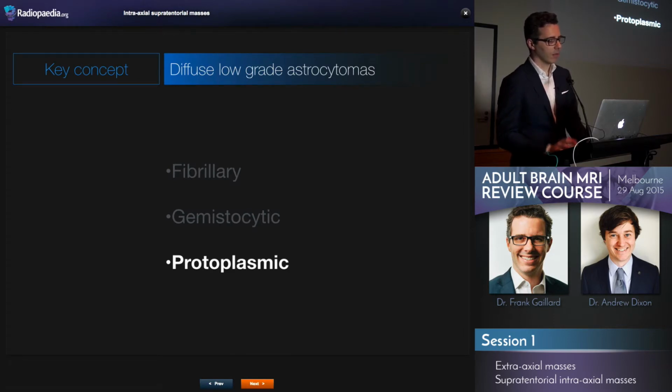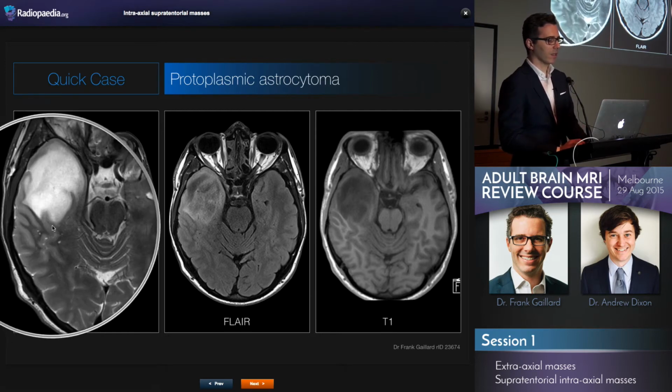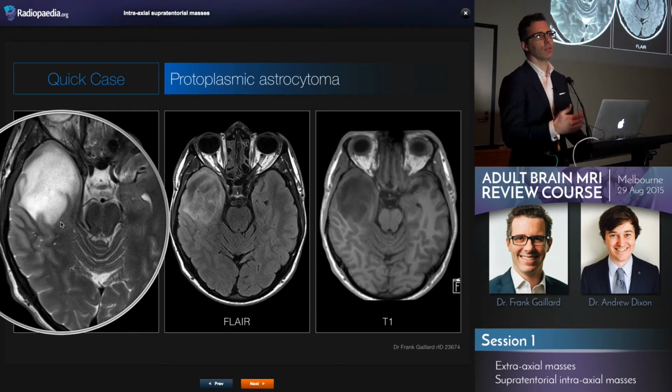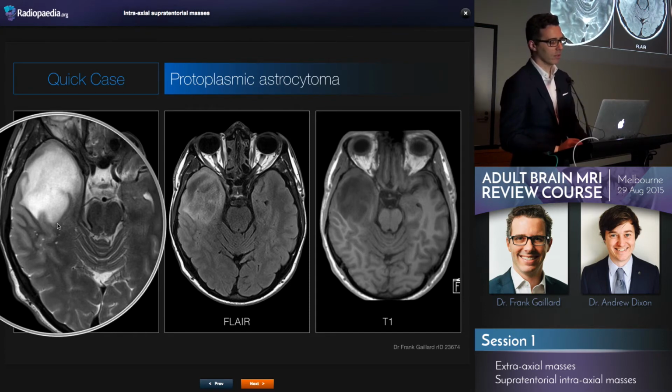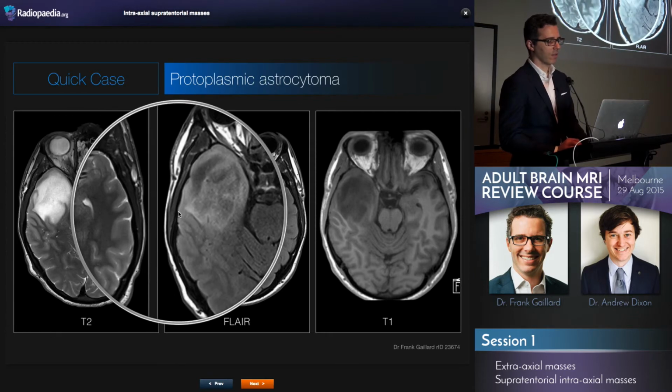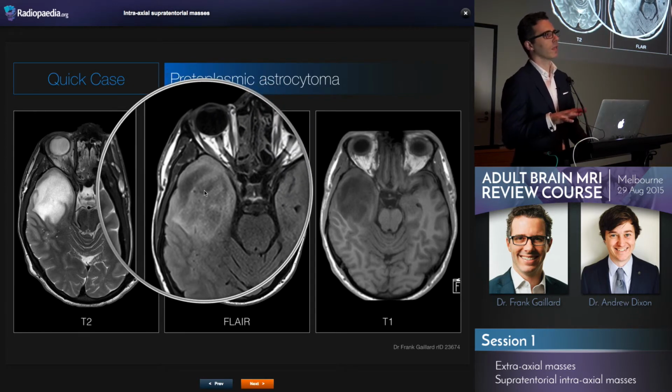Protoplasmic astrocytomas are sort of in between the two in terms of their weirdness looking. They do appear more like a diffuse fibrillary, but they've got a couple of notable differences. The first thing is that they've got a very sharp zone of transition between normal and abnormal signal white matter. And the second is that the large areas of these tumours demonstrate this signal drop or partial attenuation on FLAIR.